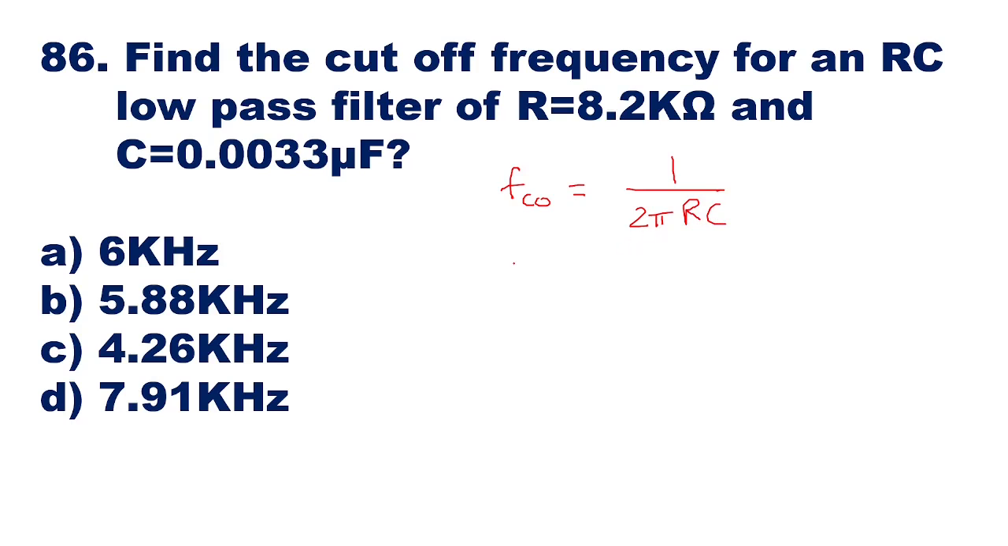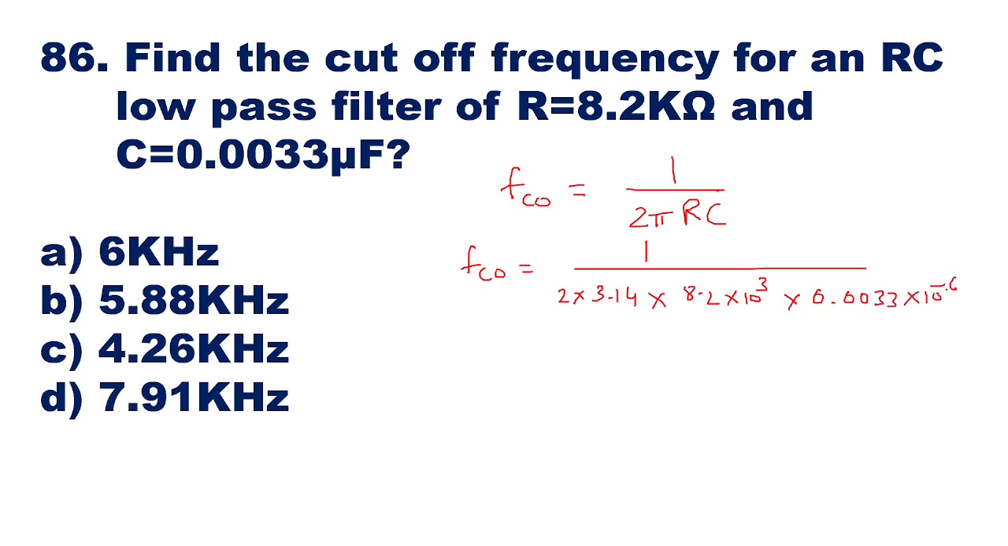Now if you substitute the values of this, we'll get cutoff frequency is equal to 1 upon 2 into 3.14 into R, which is 8.2 into 10 to the power of 3 because it is 8.2 kilo ohm, and C is 0.0033 microfarad, so it is into 10 to the power of -6. So if you solve this, FCO will get as 5.88 kilohertz. It will be 5.88 kilohertz, and here option B will be the right answer, 5.88 kilohertz.